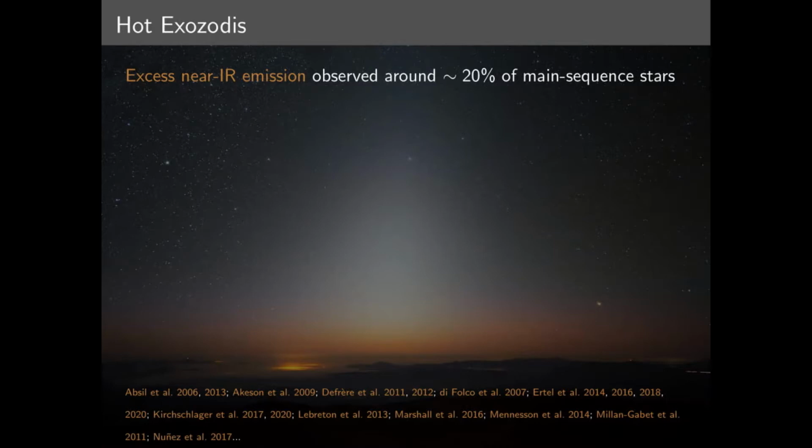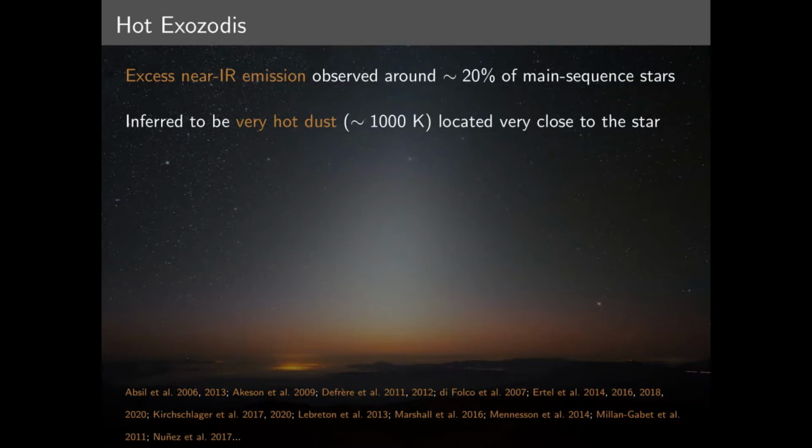Well, observations show that about a fifth of main sequence stars exhibit excess near-infrared emission. These stars cover a broad range of main sequence ages and a broad range of spectral types. Now, various groups have modelled this emission and they find it's consistent with populations of very hot dust of order 1000 Kelvin located very close to the star. These models also infer that the dust is composed of very small grains, potentially submicron in size.